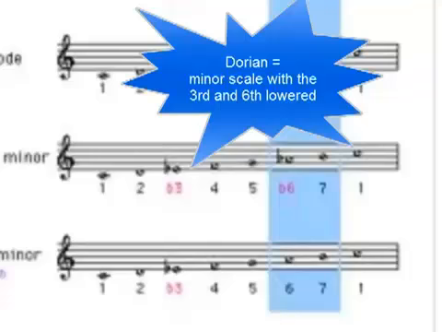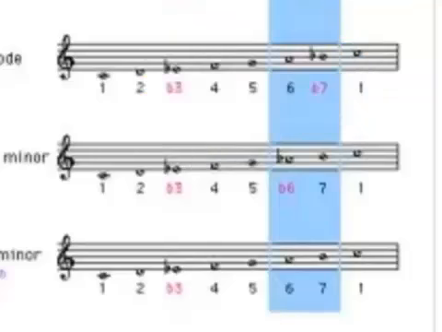As I said earlier, and as we saw with the previous slide, all modes can be transposed. You can transpose the Dorian mode to any key. Just remember to adjust the tones and the semitones or the whole steps and the half step patterns so that they're the same as they are on D.